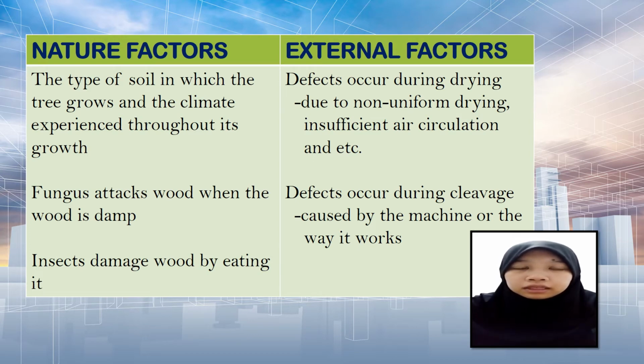External factor. External factor is defects occur during drying and defect occur during cleavage. Defect occur during drying is due to non-uniform drying, insufficient air circulation, and other than that. Defect occur during cleavage is caused by the machine or the way it works.